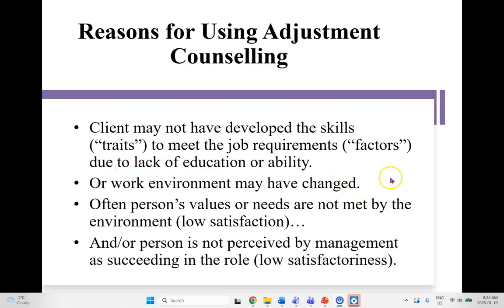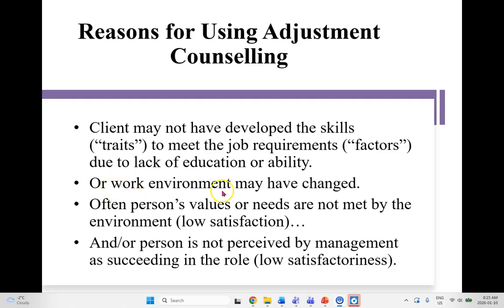So, some reasons for using adjustment counseling. Why might we apply this to our work with clients? Well, clients may have a gap in skills. They may not have developed the skills or traits to meet the job requirements, which again are factors. Or perhaps the job is requiring a stronger set of skills that the person did not bring, or it's requiring new types of skills that the individual didn't need at the beginning. And this may be due to lack of education or ability, or a number of other reasons.